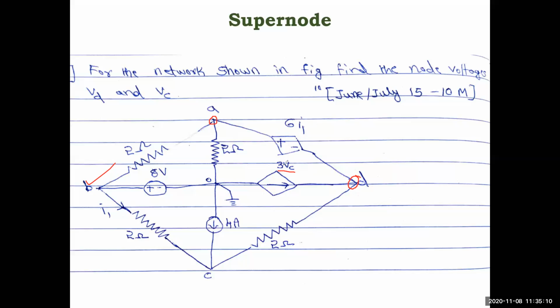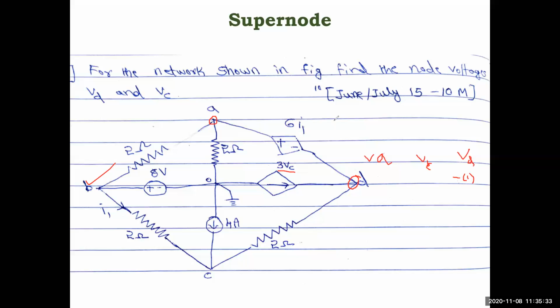So what is meant by VC? It is there in the equation itself. So you just rearrange the equation, and you will get an equation in the form of VA, VC and VD. In this form you will get an equation, that is the first equation. Okay, so no need to worry about that.